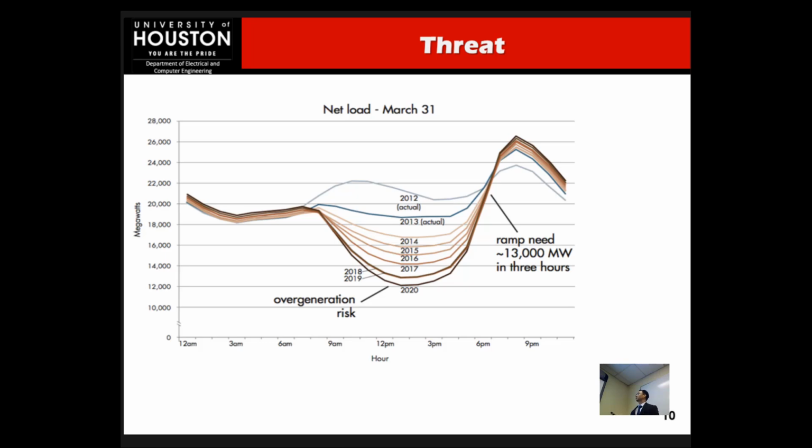And one possible solution to handle this issue is to use microgrids to compensate for the net load of the system. So the microgrid will use more energy from the main grid, and then it will generate more local energy during the high demand periods here.